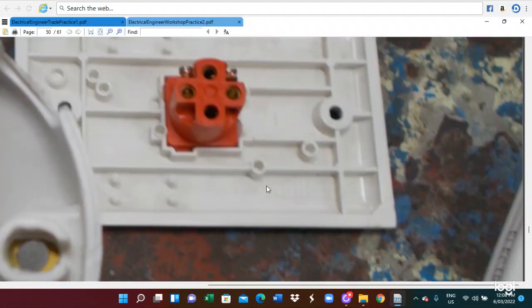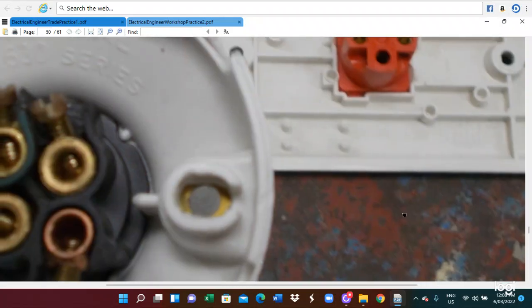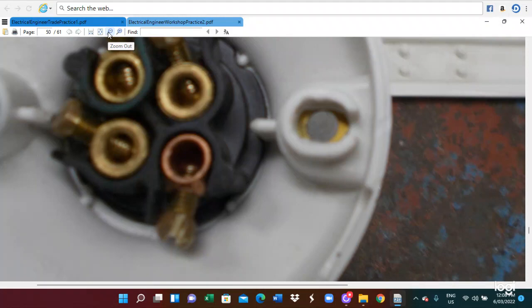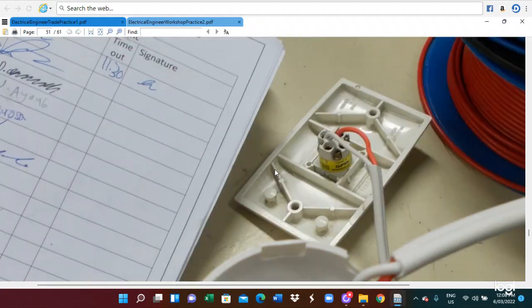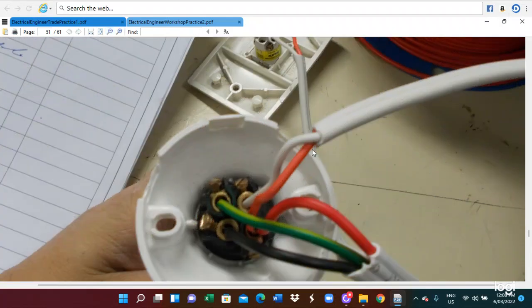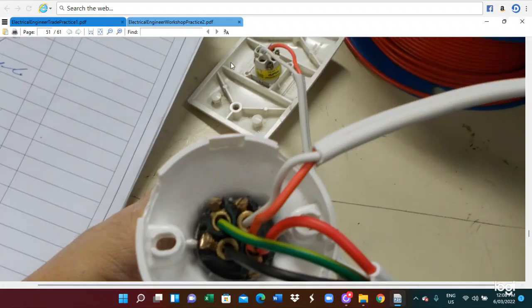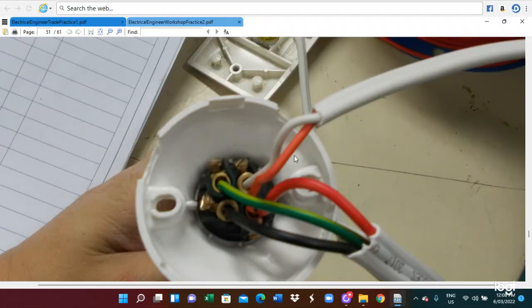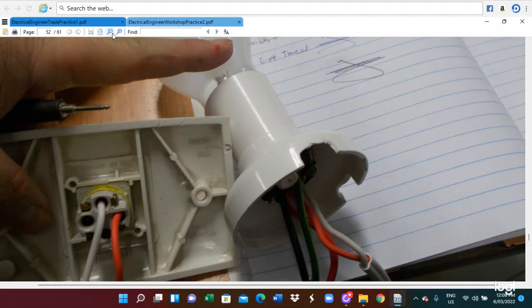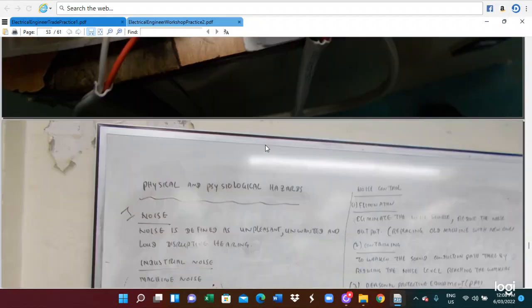Here is the electrical switch diagram. So the electrical switch and socket outlets diagram. There is the connection of one switch and one light. So this is the light and this is the switch. So this is the connection of the light and switch. The connection of the light bar and the switch connection. You can see it like this.